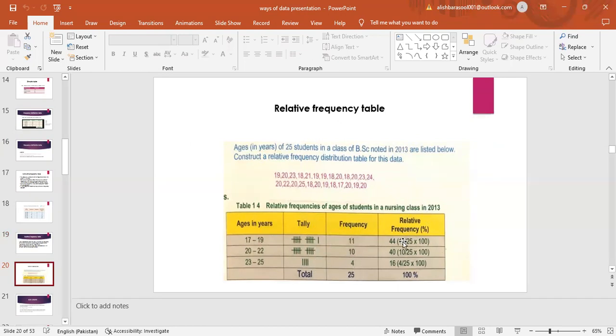Relative frequency, however, is calculated by dividing 11 by the total frequency, which is 25, and then multiplying it by 100. We get 44, which is the relative frequency.